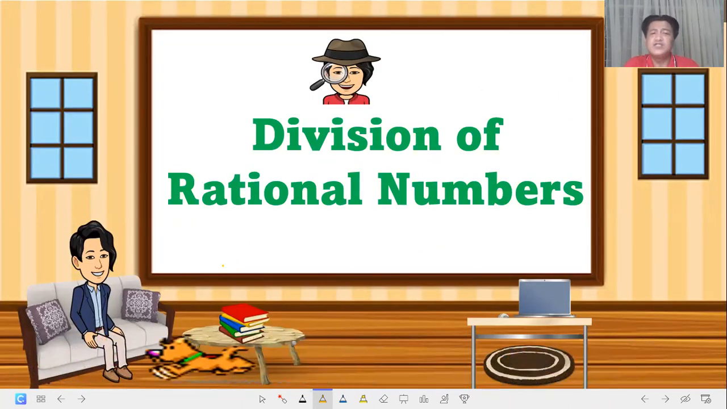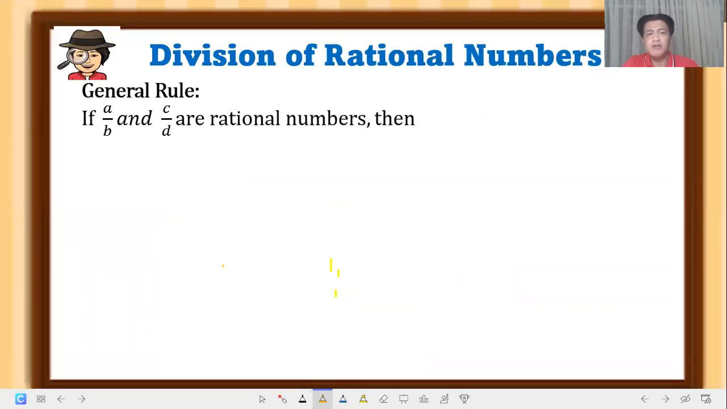Let's proceed now to division of rational numbers. Dito naman, we have the general rule states that if A over B and C over D are rational numbers, then we can say that A over B divided by C over D is equal to A over B times D over C. Okay, observe natin. Bakit ganito na po yung ating rule? Okay, so explain natin, no?